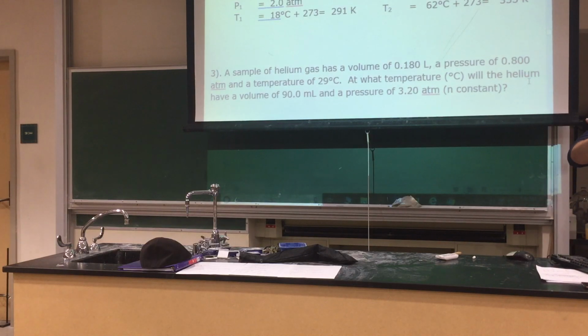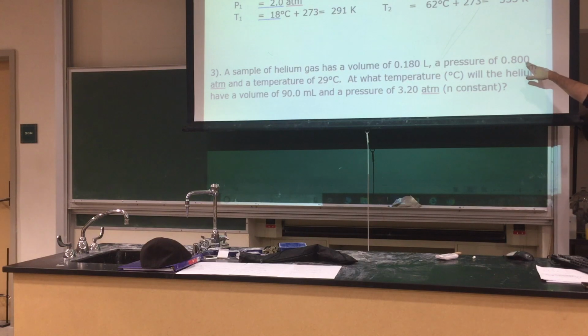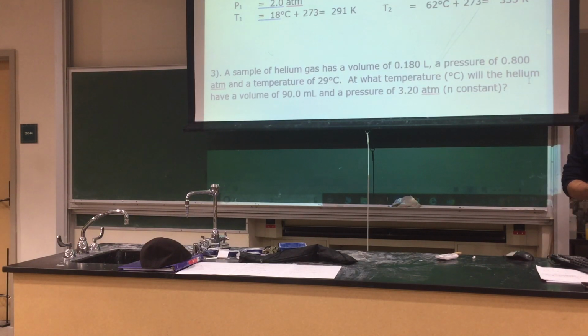Guys, let's think about this together. They're saying there's a pressure of 0.8 atmosphere, so they'll give me the units. And I got a temperature of 21 Celsius, and they're saying, what will be the temperature in units of Celsius for the helium? They're saying, at what temperature will the helium have a volume of 90 milliliters and a pressure of 3.20 atmospheres?